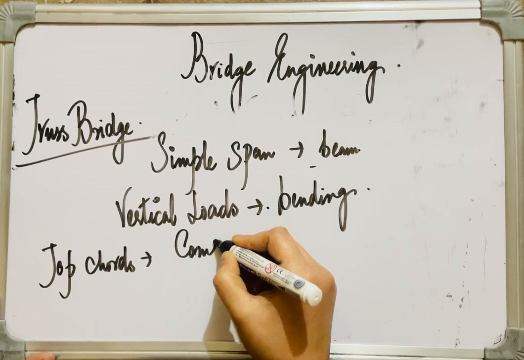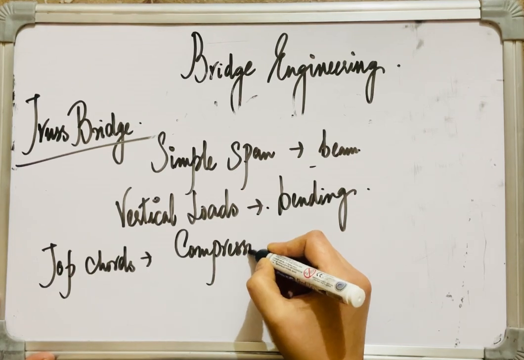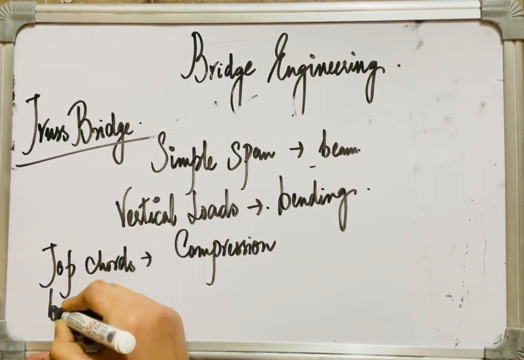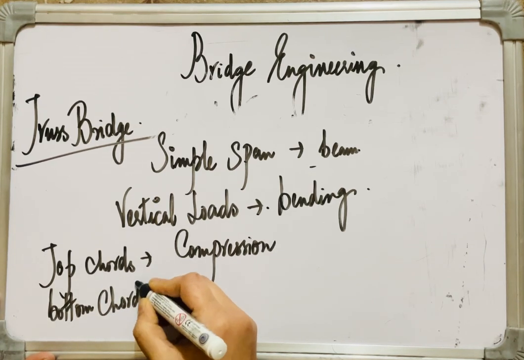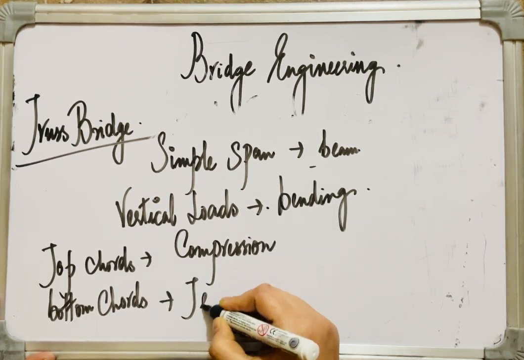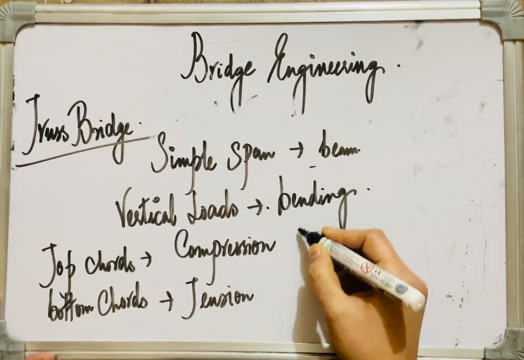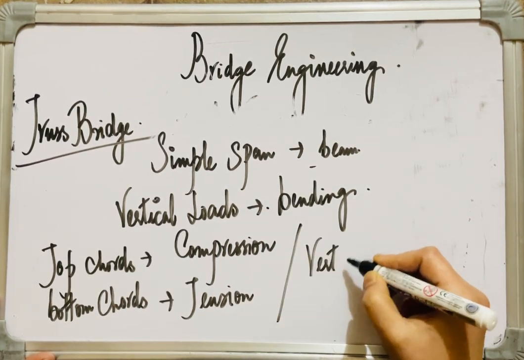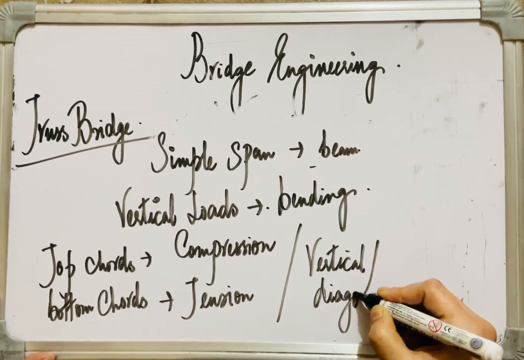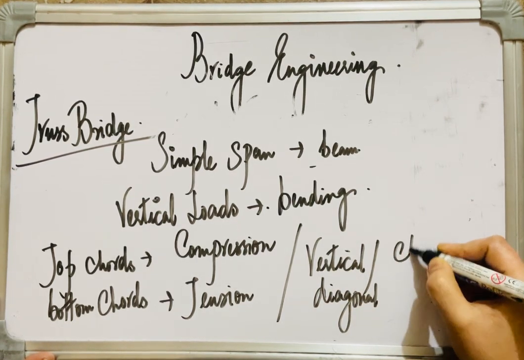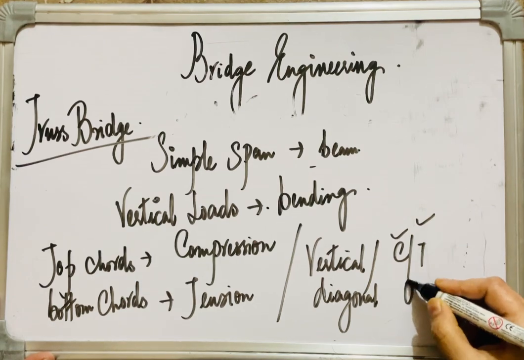compression, the bottom chords are in tension, whereas the vertical or diagonal members can be in tension or compression. That depends upon their orientation.